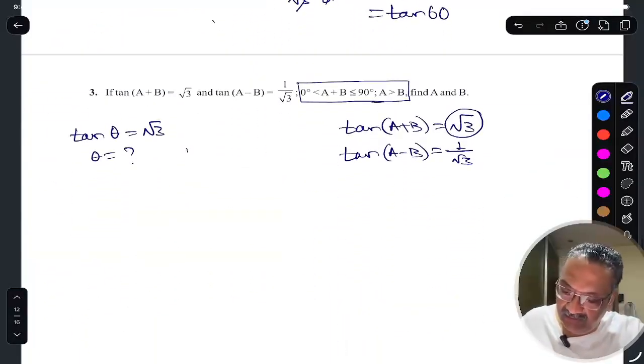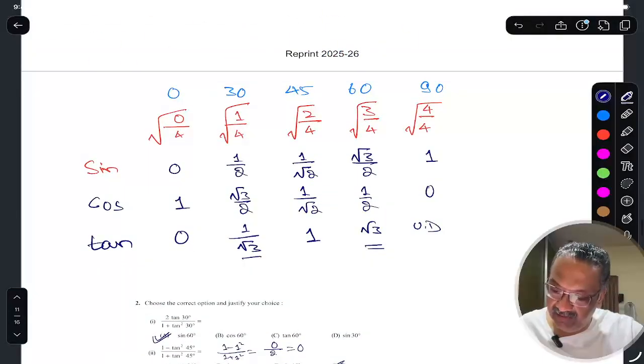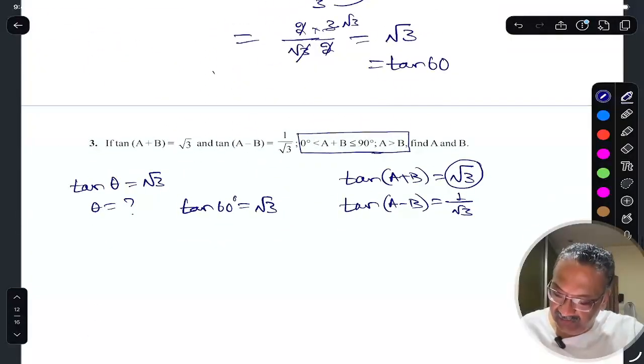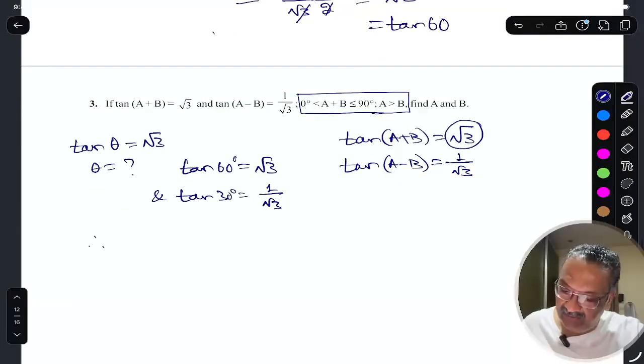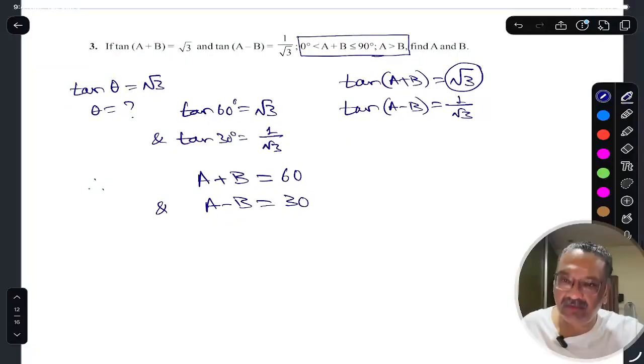We have tan 60 degree is equal to root 3. Similarly, when it is 1 by root 3, it is here. Okay. And tan 30 degree is equal to 1 by root 3. Therefore, we can say that A plus B is equal to 60 and A minus B is equal to 30. So linear equation in two variables.